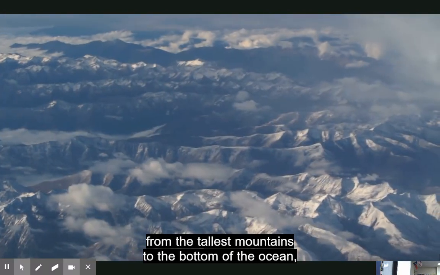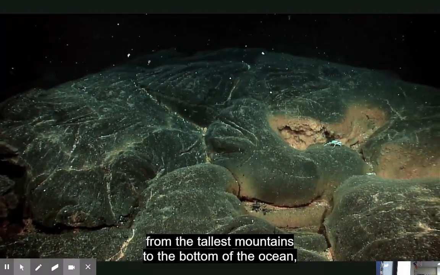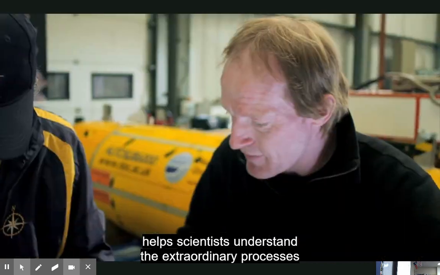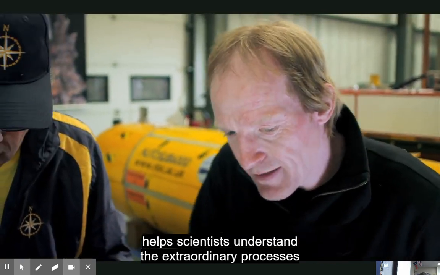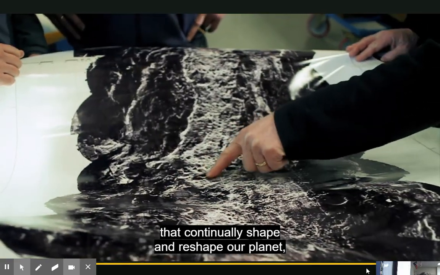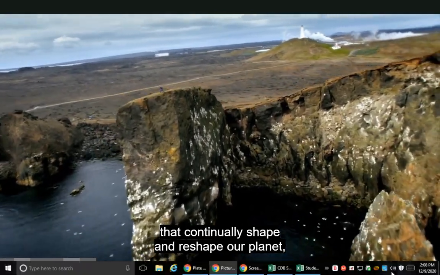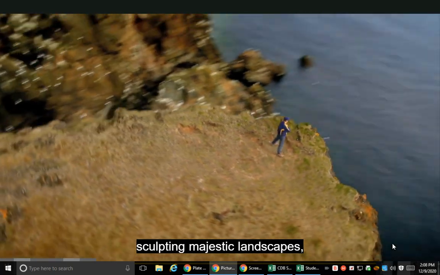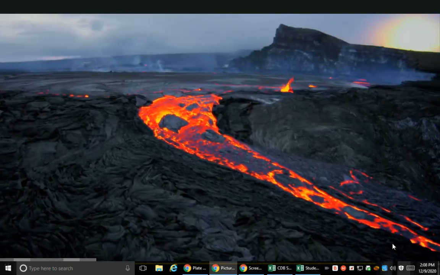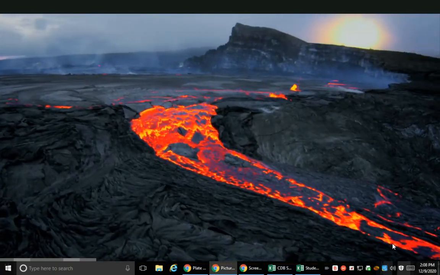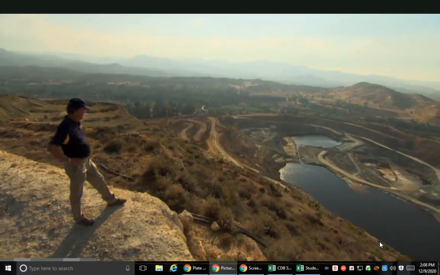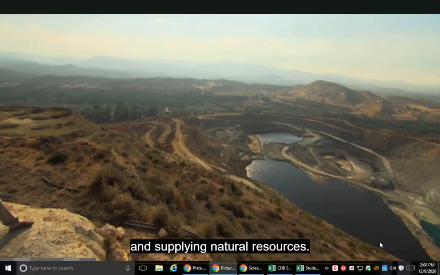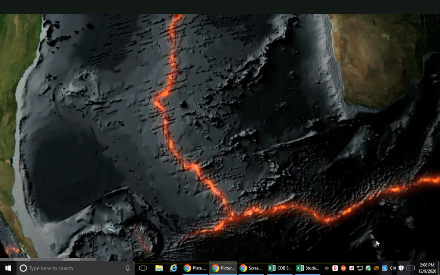The study of plate tectonics, from the tallest mountains to the bottom of the ocean, helps scientists understand the extraordinary processes that continually shape and reshape our planet, sculpting majestic landscapes, causing earthquakes and volcanoes, and supplying natural resources.